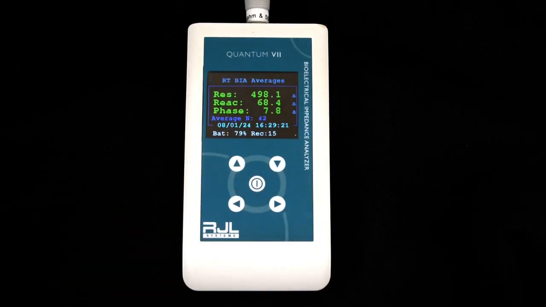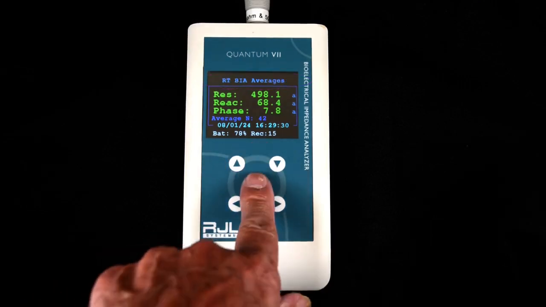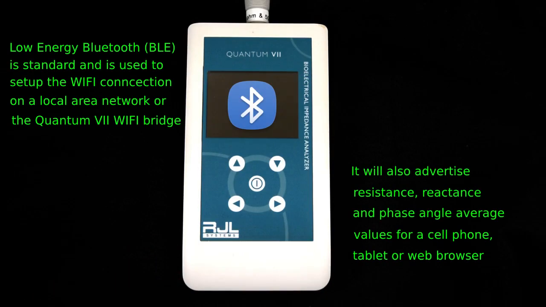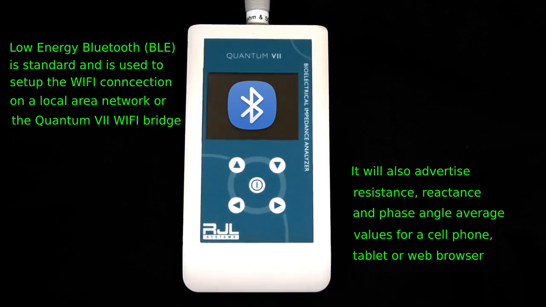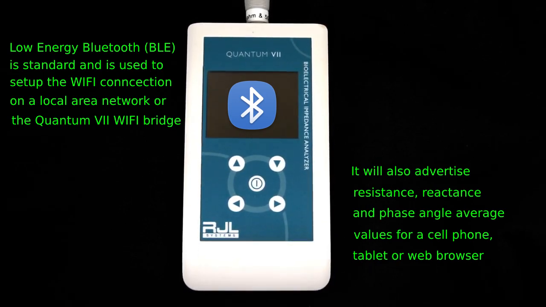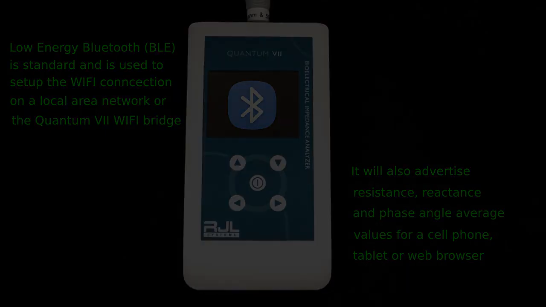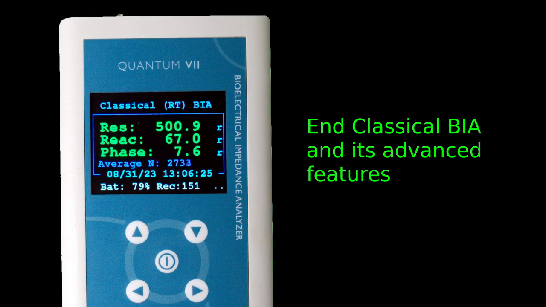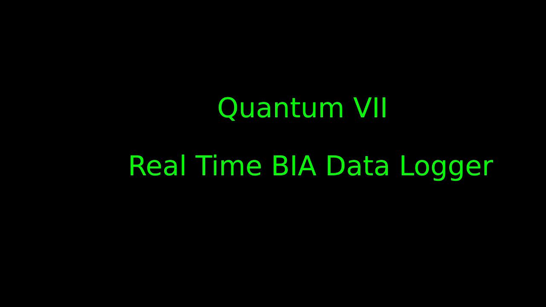Please note that when the second On button was pressed, the marquee changed to BLE is advertising. This means the resistance, reactance, and phase angle BIA measurements are waiting for a cell phone, tablet, or web browser connection using the internal low-energy Bluetooth BLE radio. This ends using the Quantum VII and classical BIA. Next is the Quantum VII BIA data logger and how to download saved records using Wi-Fi.